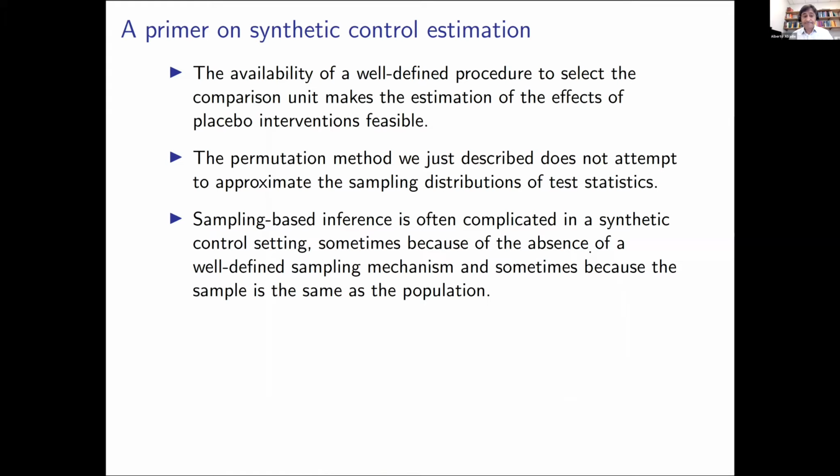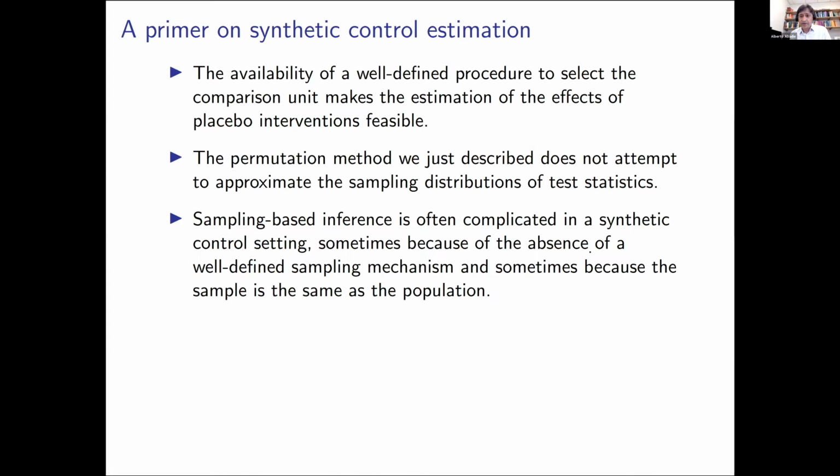So let me make a couple of remarks about this permutation method. The first one is that it is the availability of a well-defined procedure to select the comparison unit that makes the calculation of all these placebo interventions feasible. If we choose a comparison based on some subjective measure of affinity between the units, it will be very difficult to reproduce that when you have to do it for many placebo interventions.